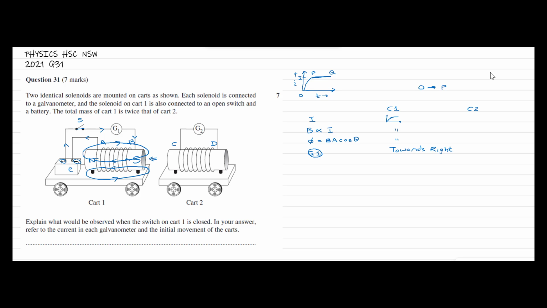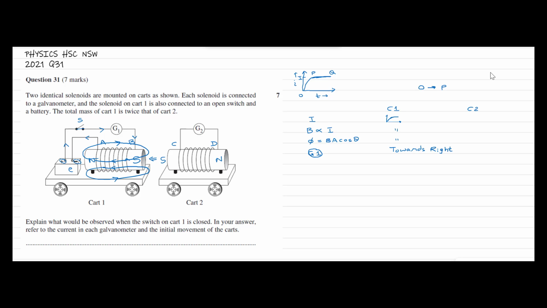So when the current increases from 0 to maximum steady value, there will be a flux introduced in the cart 2 as well. And this flux will be introduced in such a way that it will try to oppose the very phenomena that caused the occurrence of this flux in the cart 2. Which essentially means that this side C of cart 2 will behave as a south pole, and obviously the other side will behave as a north pole.